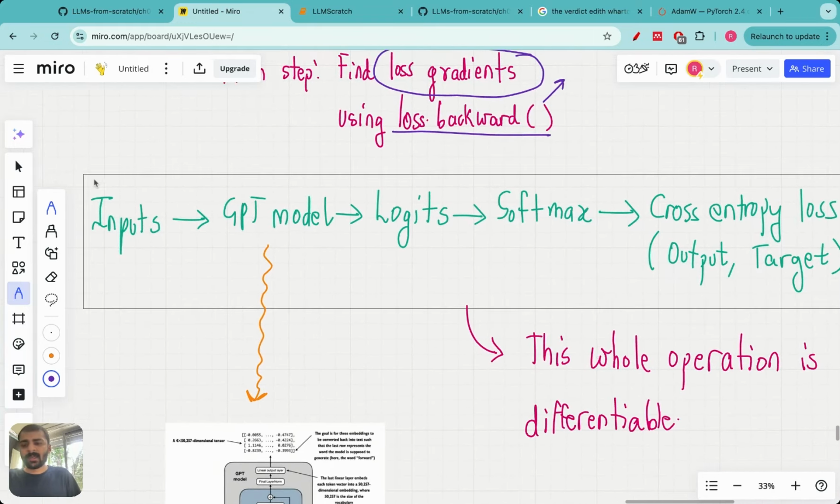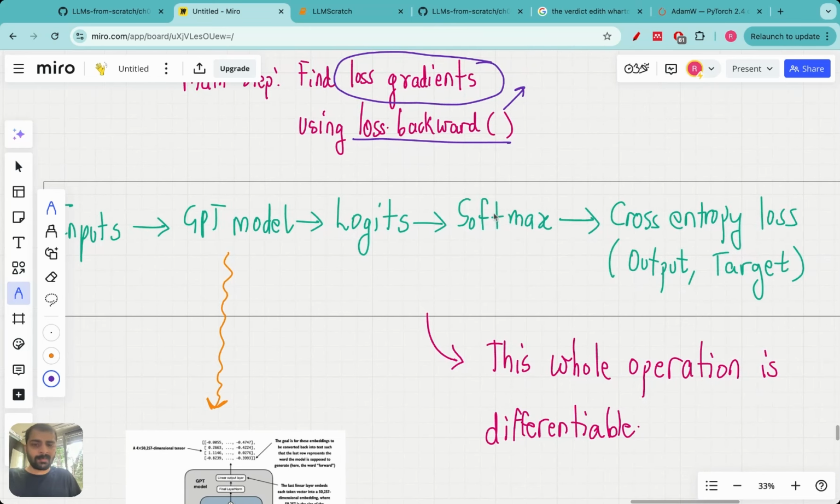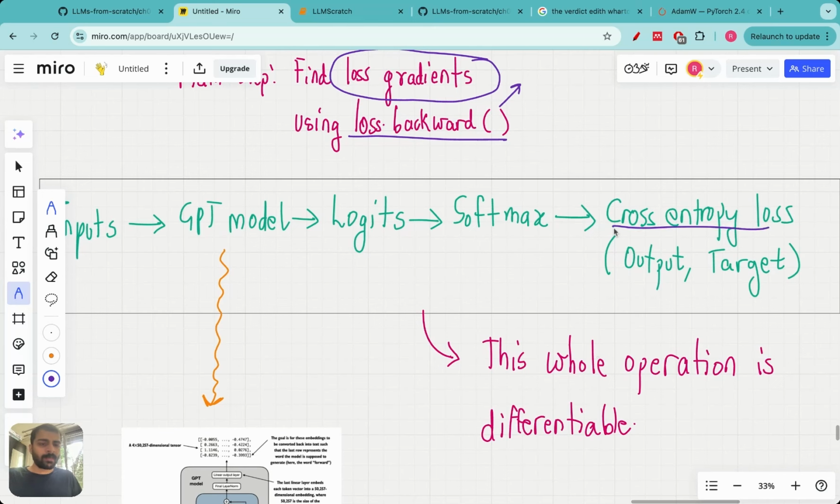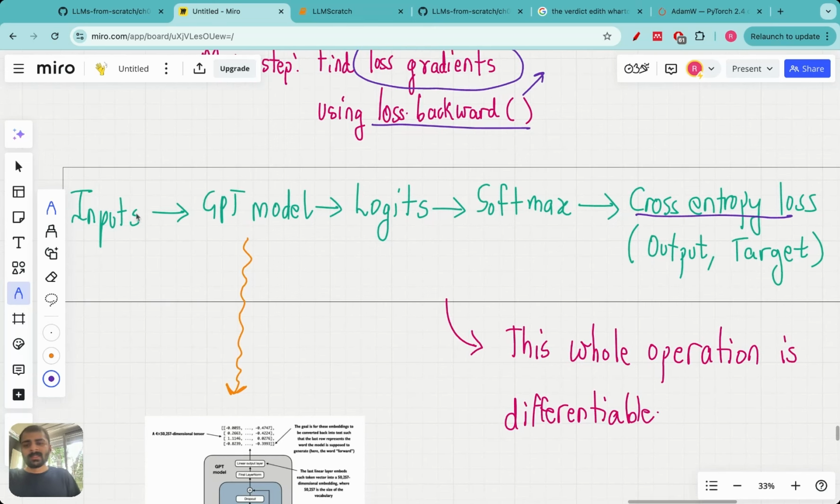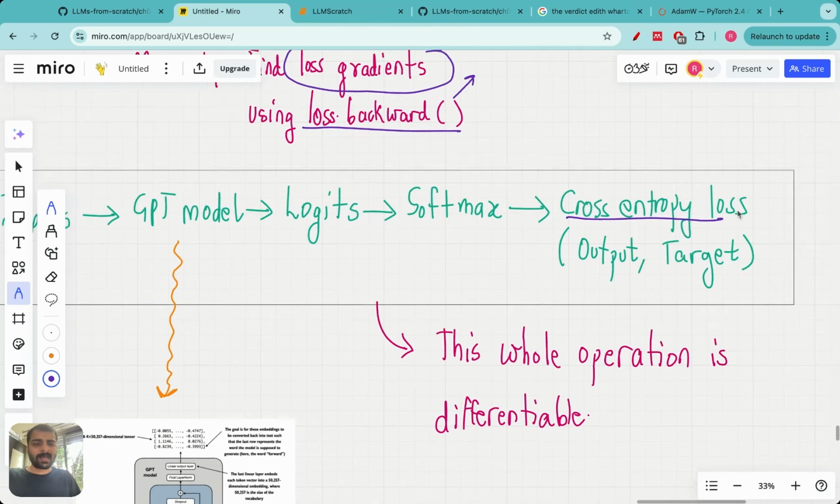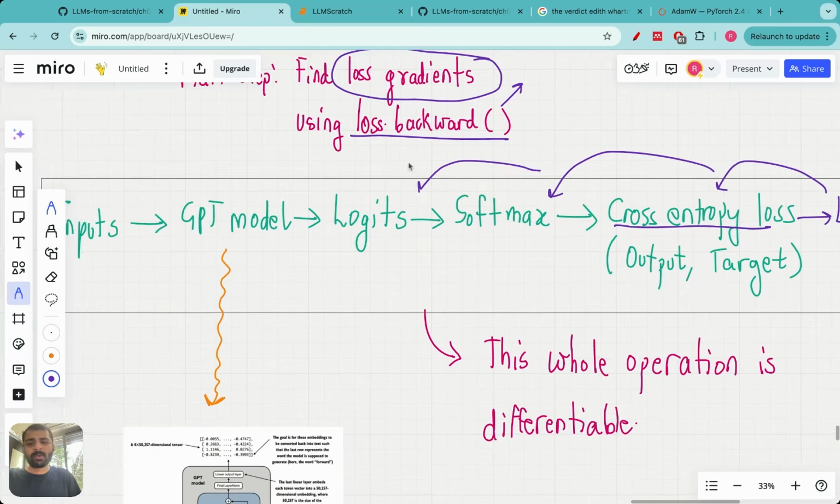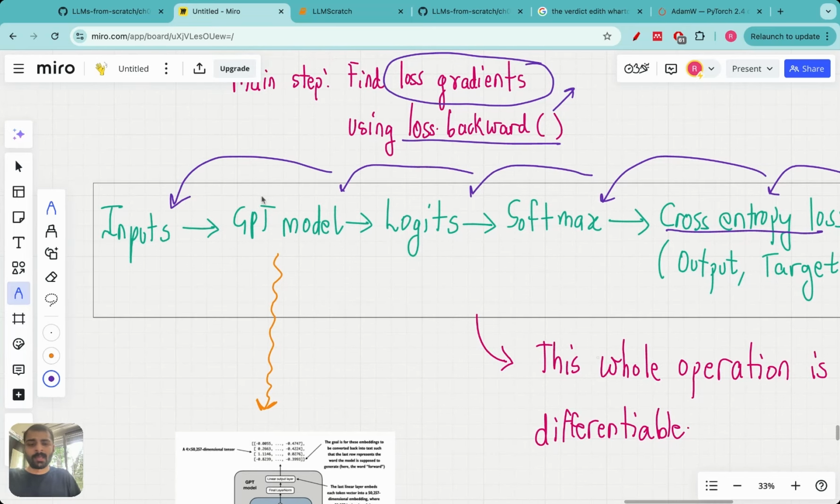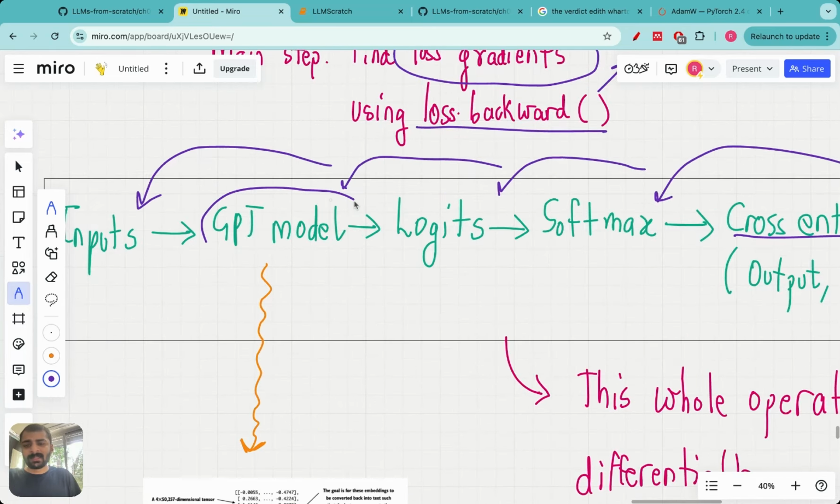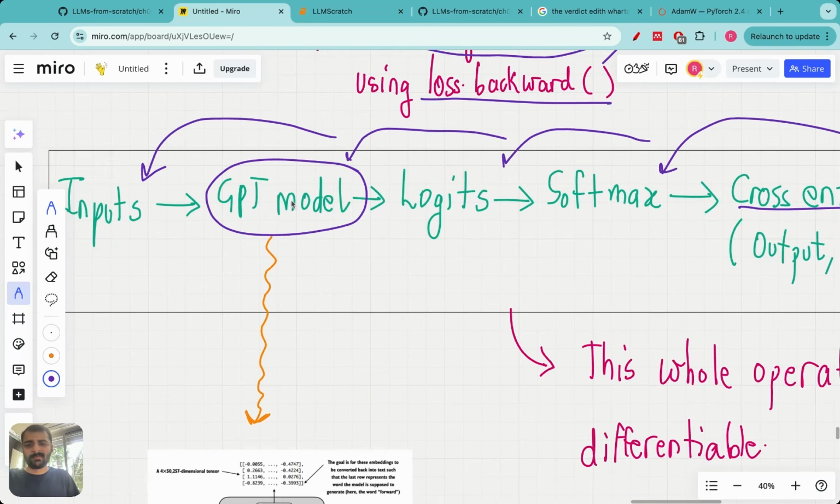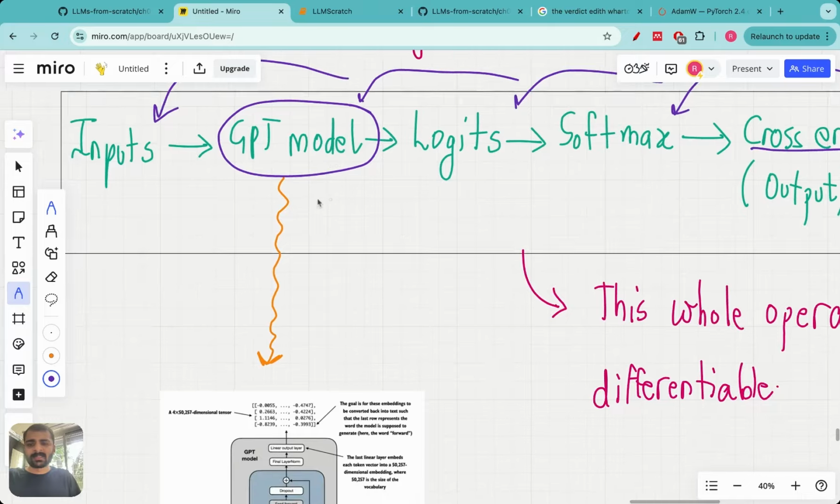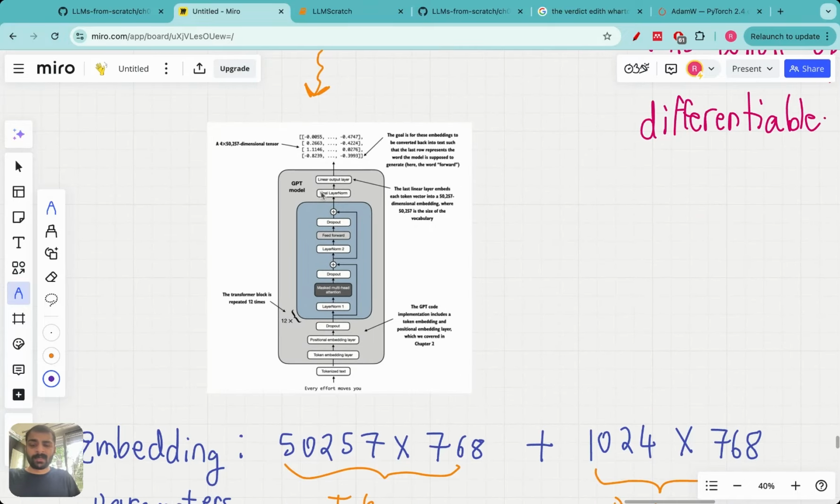So what we are essentially doing is that we have the inputs, we pass them through the GPT model, we get the logits, we apply softmax, then we get the cross entropy loss between the output and the target. This whole operation is differentiable, which means that once the loss is obtained, we can do the back propagation and find the partial derivative of the loss with respect to all the parameters which come in the model. And mostly the parameters come in this step. In fact, I think all of the parameters come in this step in the GPT model itself. So the back propagation needs us to understand what makes the GPT model differentiable.